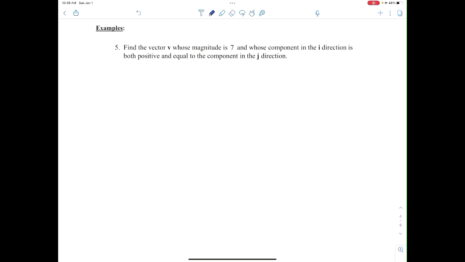So I'm going to start with v equals magnitude of v times cosine of alpha i plus sine of alpha j. So we'll start with that formula and plug in some of the things that we know. What we know is that our magnitude is 7 and our i is positive and equal to j.